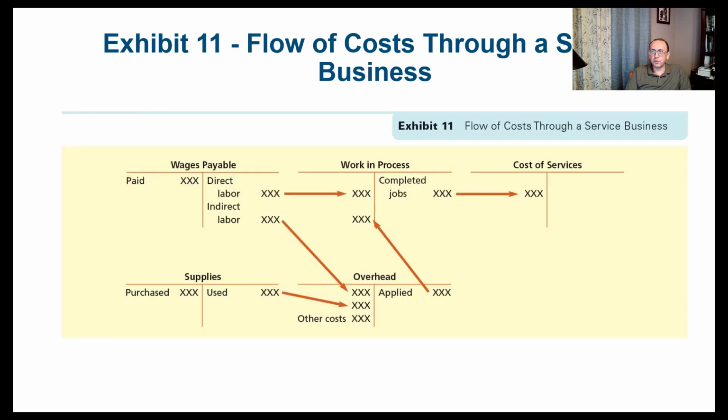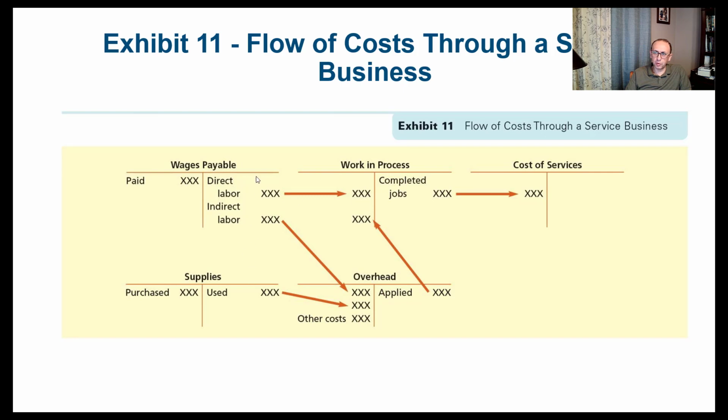So let's see the flow of cost through a service business. Here we have the wages and the wages payable. When it's paid, it's going to be debited, but when it's created, we have direct labor and indirect labor. The direct labor would be transferred to work in process, and the indirect labor would be transferred to overhead. Same thing for supplies. When it's purchased, it goes to the debit. Once it's used, it goes to the overhead. And for the wages payable, when we pay it, it's going to be debited.